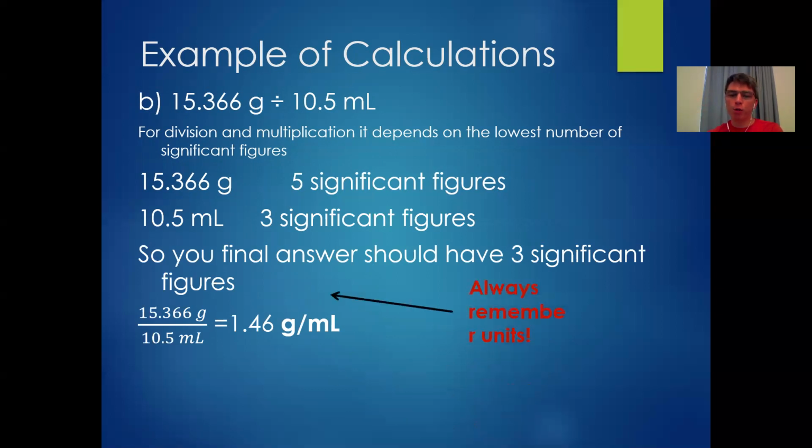Make sure you include units. The grams per milliliter is very important, and I'll show you some examples later of why those units matter. This is also an example of the density equation. We'll be getting into density a whole lot more next week, but anytime you've got grams divided by milliliters, you're dealing with density.